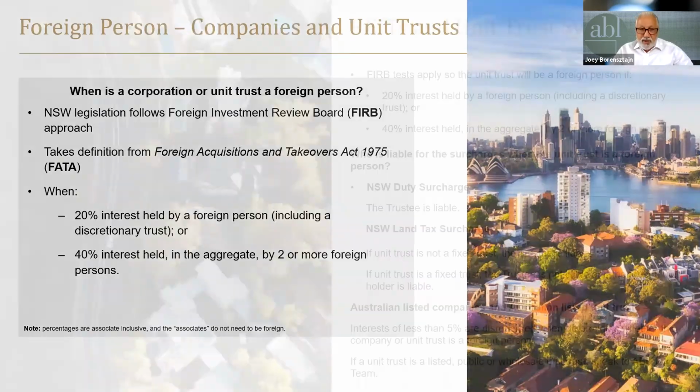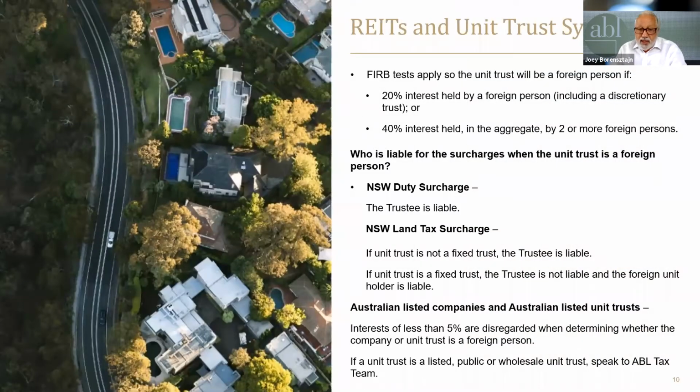So let's look at this particularly in relation to REITs and unit trust syndications. So the FIRB test, as I mentioned, applies. So the unit trust will be a foreign person if there is a 20% interest held by a foreign person or 40% held in the aggregate by two or more. If this is the case, then the unit trust or company would be foreign and the stamp duty surcharge would apply, and the trustee of the unit trust would be liable for the surcharge.